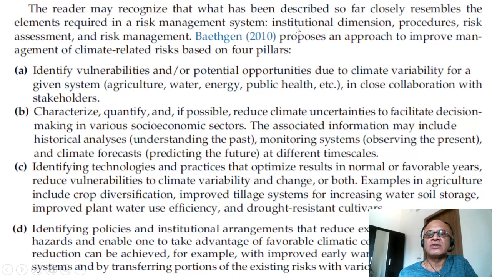The reader may recognize that what has been described so far closely resembles the elements required in a risk management system. So many people who do climate forecasts, weather forecasts, think of even climate change timescale projections as a risk management issue. It comes down to cost-benefit, the potential value of the forecast and the amount of money you are willing to put in to hedge against the risk. Okay, so that framework is a very economic approach and presumably can lead to better decisions. Institutional dimension, procedures, risk assessment and risk management are kind of the steps in the risk management system.